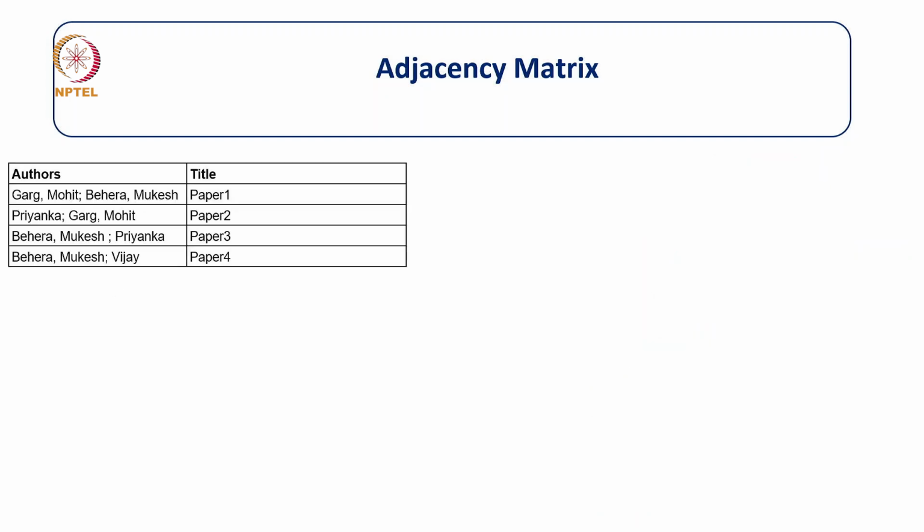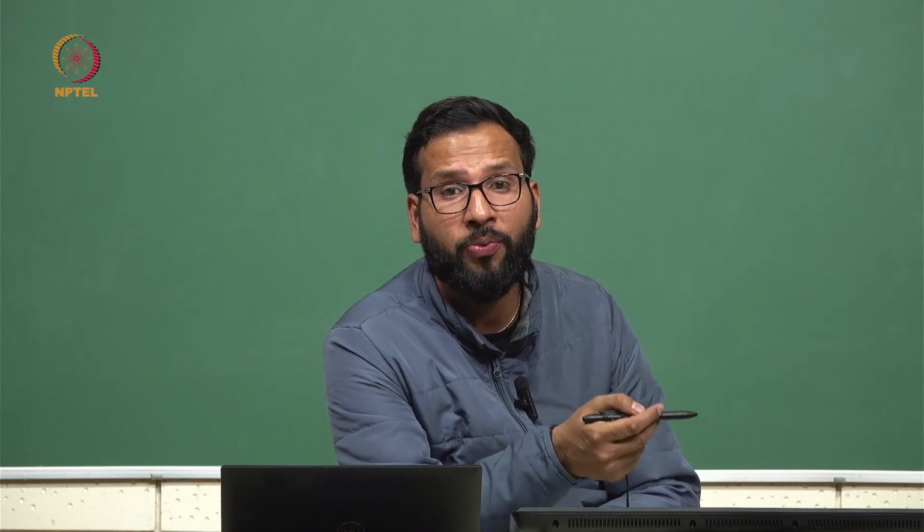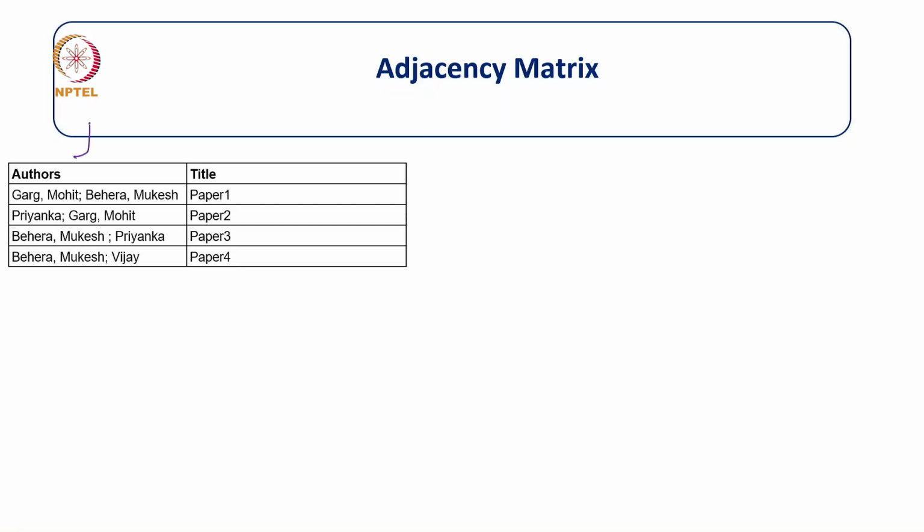So let's say that we have this kind of a data set where we have authors and the papers contributed by them. Okay. So these are the author details, and then we have the titles of the papers. So there is this first author, then this is the second author, then this is the third author, and this is the fourth author. Okay. So the total number of authors is 4.